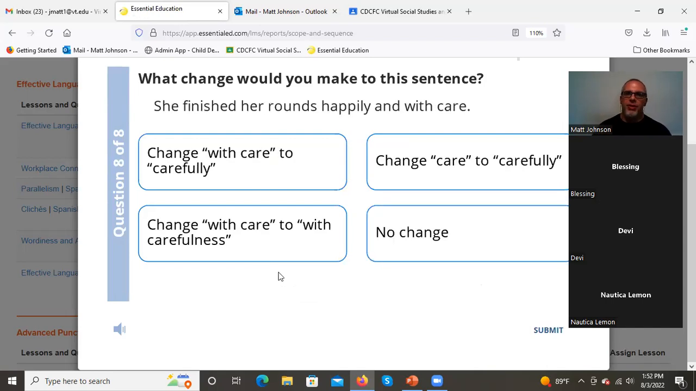"She finished her rounds happily and with care." Now here, we're going to change "with care" to "carefully." We don't want to use the "with." She finished her rounds happily and carefully.